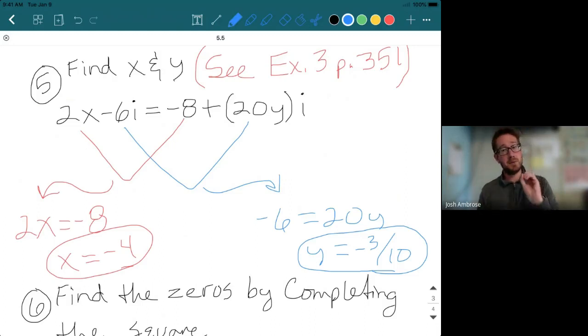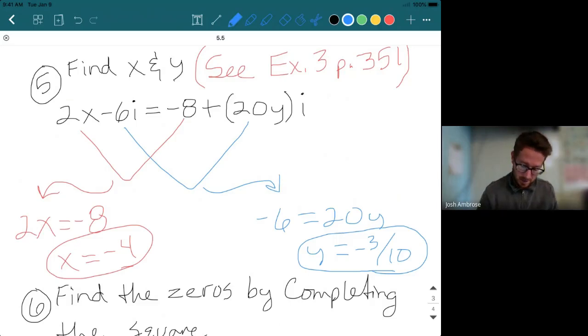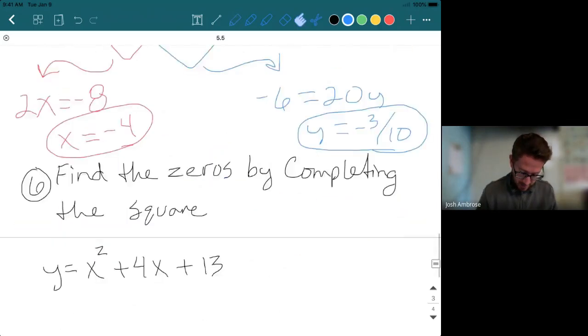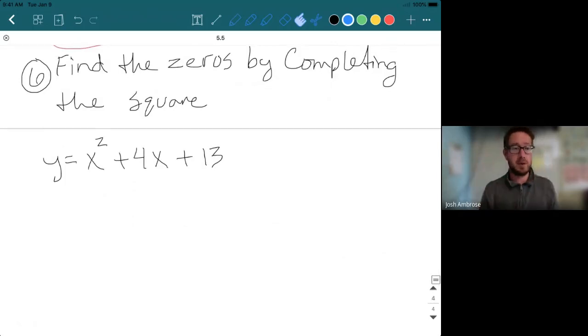All right, but the most important thing is knowing: pull out the real, solve for x. Pull out the imaginary, solve for y. Okay? All right, and we have example problem 6. Stay with me. Keep working, keep working. All right? Here we go.